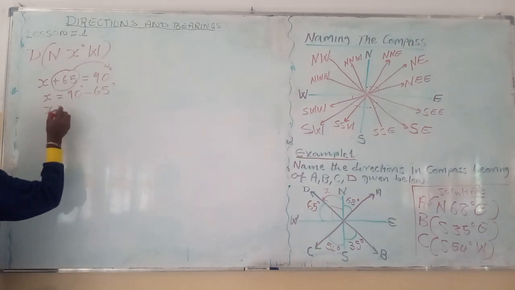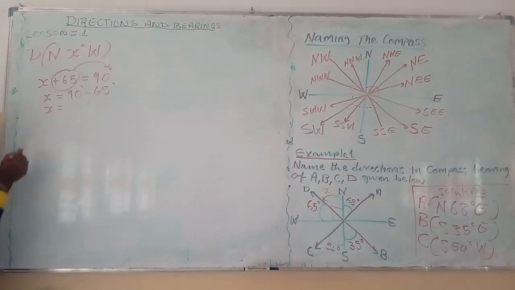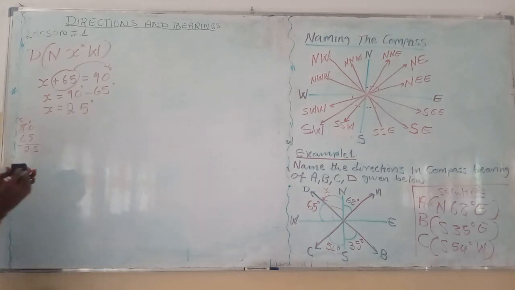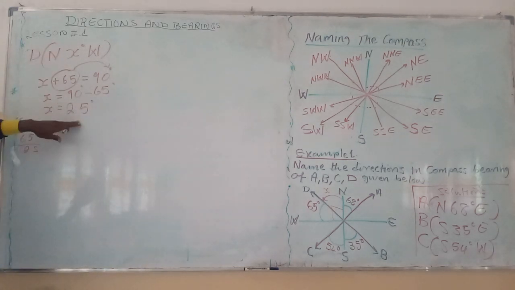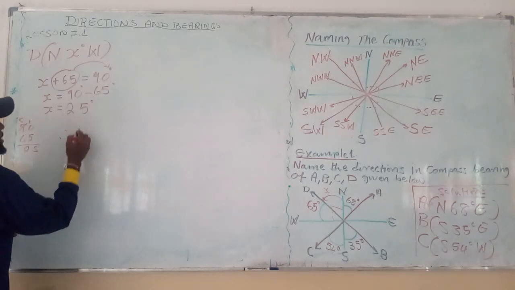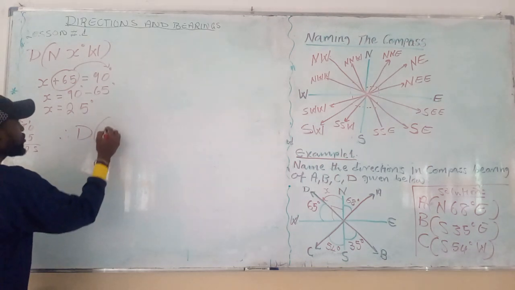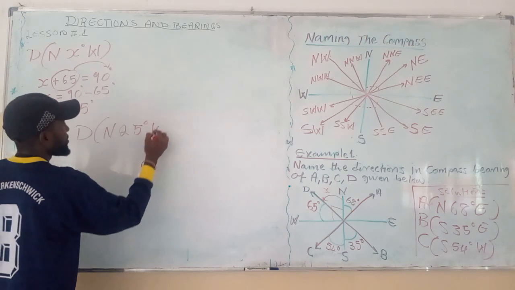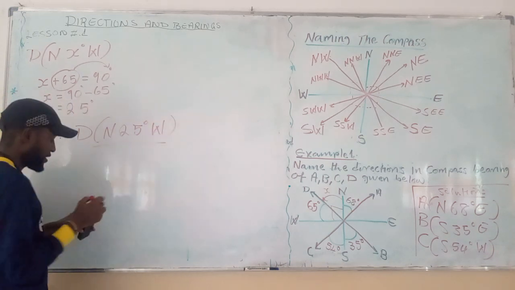So what will be the angle X now? 90 minus 65 gives us 25 degrees. So now we can replace X there with 25 degrees because now we have named the direction. Therefore D, which is the direction D, is equal to north 25 degrees west. And this now will be the final answer.